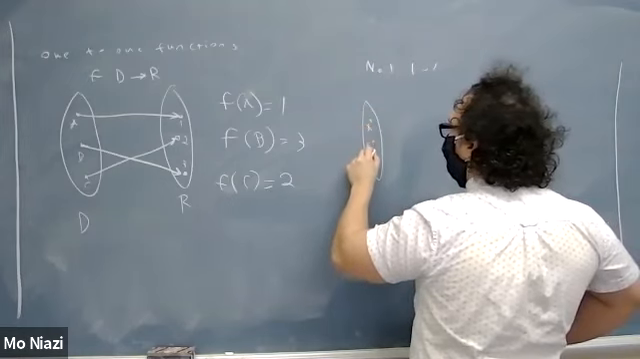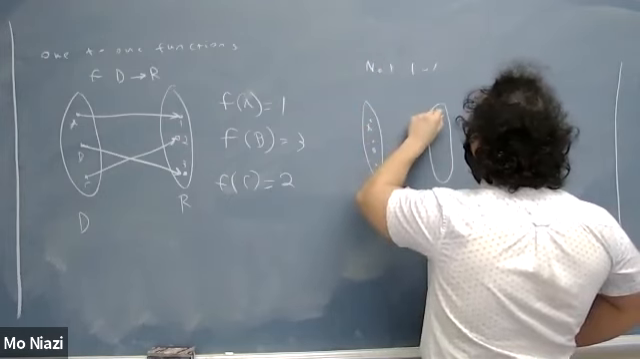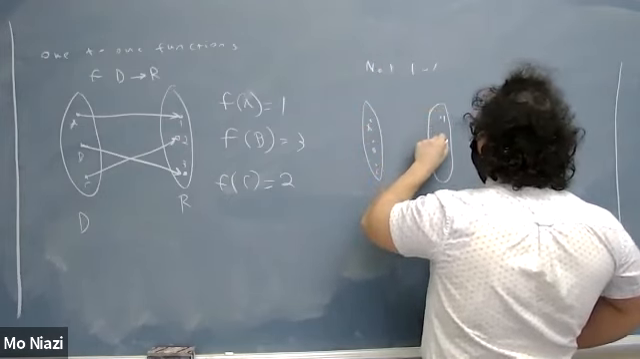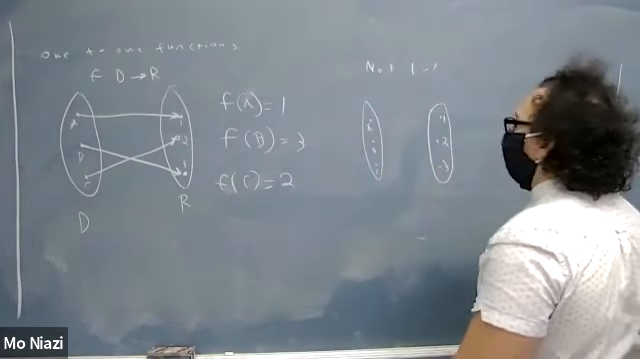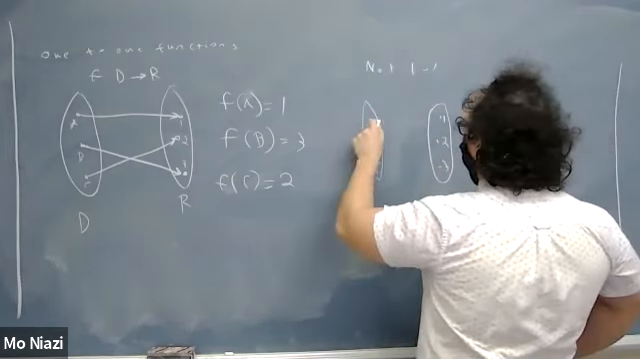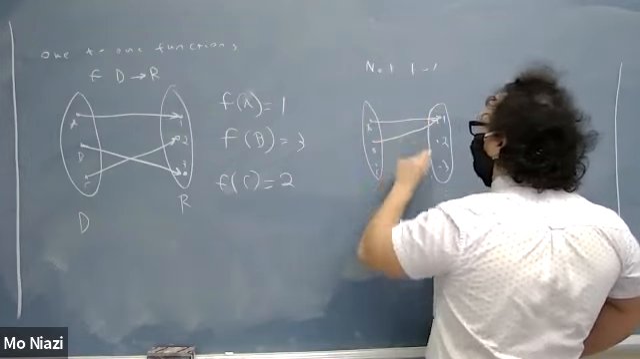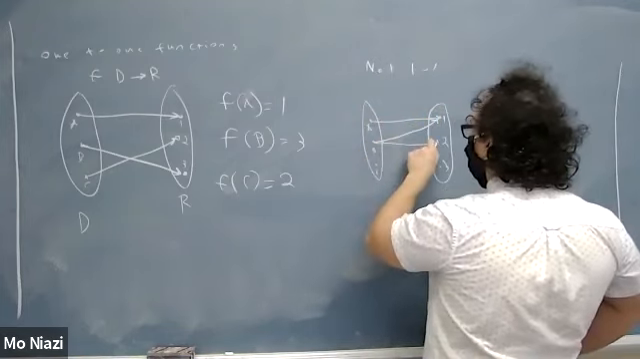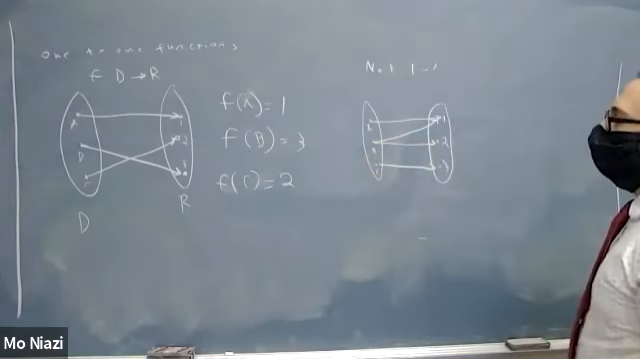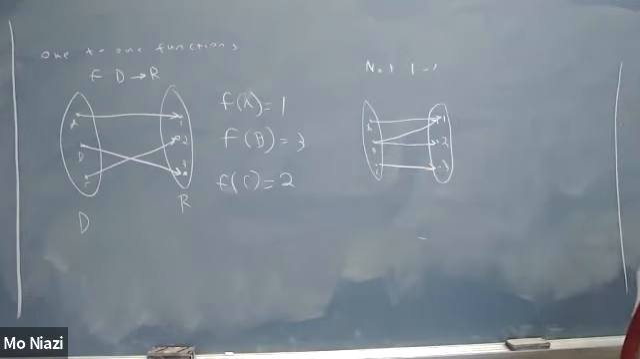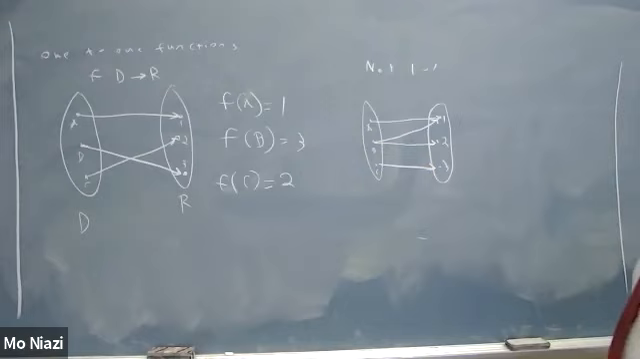Here's a function that is not one to one. Say A, B, C. Just like last time, let's say 1, 2, 3. A function that is not one to one would look like this. As you can see, both A and B map to 1, all right? So this is not one to one.